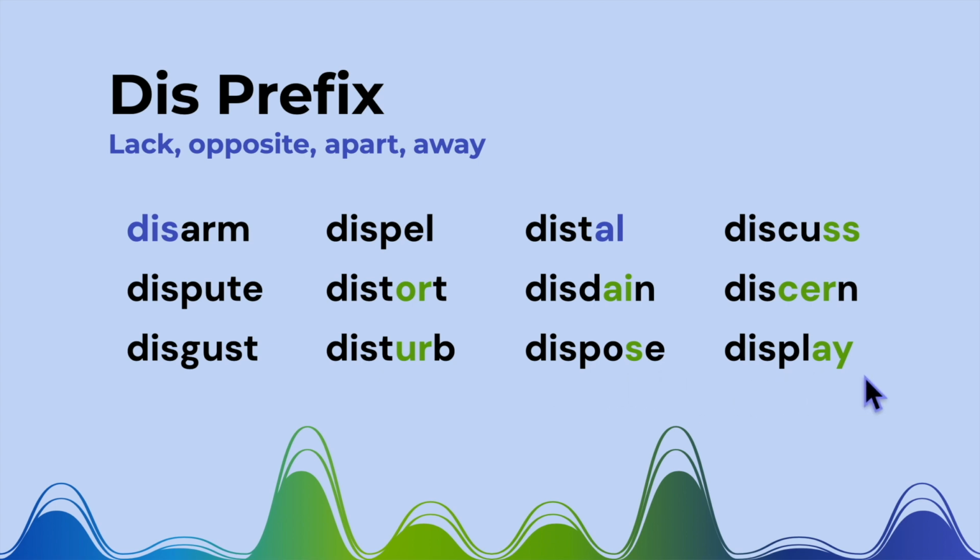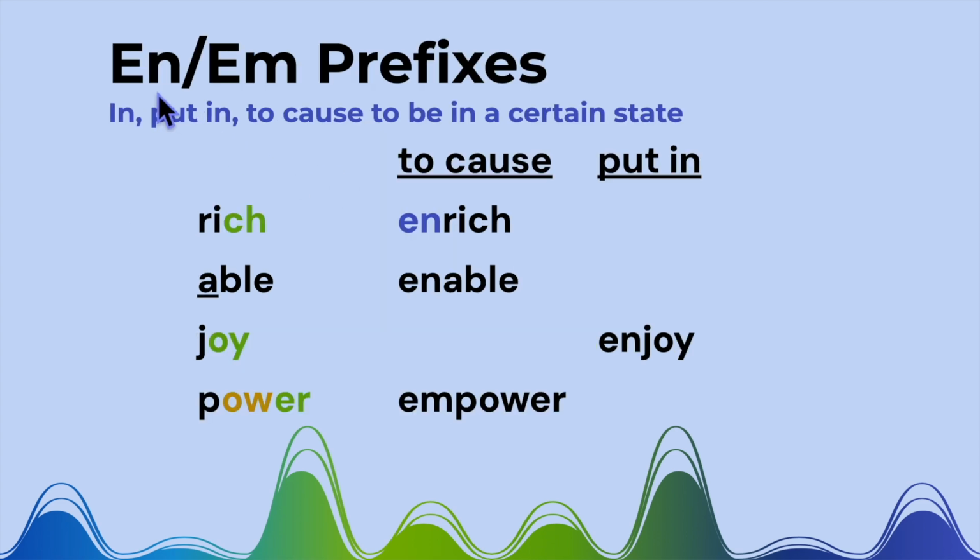AY says A, display. The prefixes EN and EM both mean in, to put in, or to cause something to be in a certain state. CH says ch. So we have the root rich. Enrich means to cause something to be rich. Here we have the root able. Enable means to cause someone to be able. OY says oi, so here we have joy. To enjoy means to put joy into something. OW in this word says ow, and here we have power. To empower means to cause someone to have the power to do something.